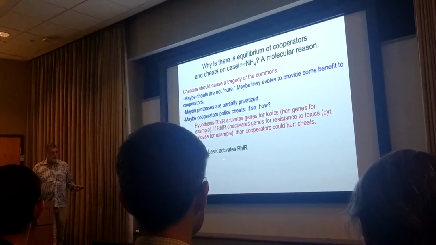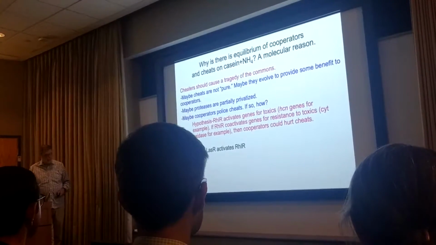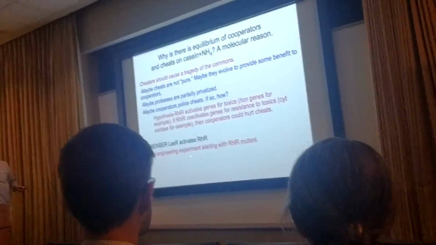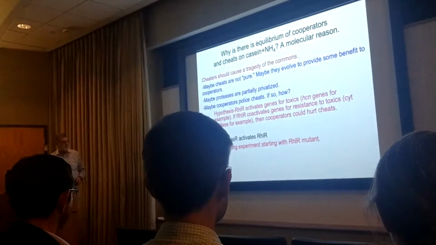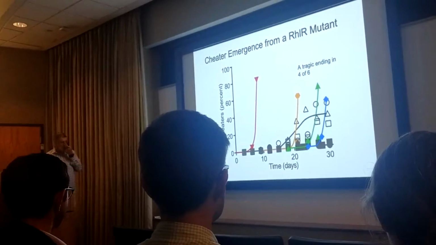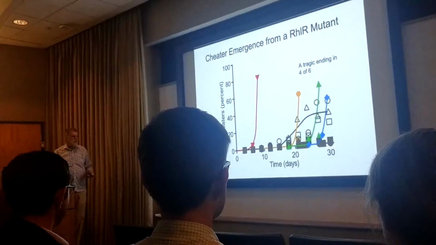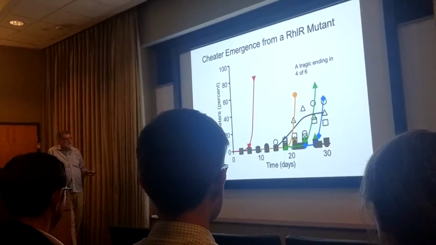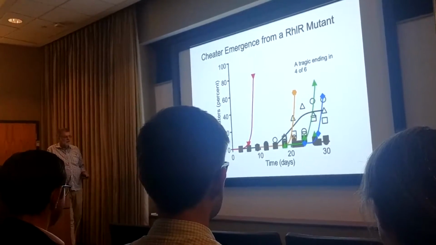That's because LASR is required to activate RELR. So we just simply did social engineering experiments, starting with a RELR mutant. So here, the RELR mutant doesn't make cyanide. And we did 6 lineages, and there was what I call a tragic ending in 4 of the 6.